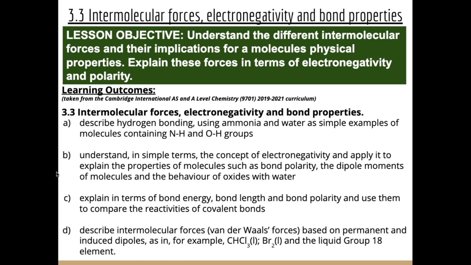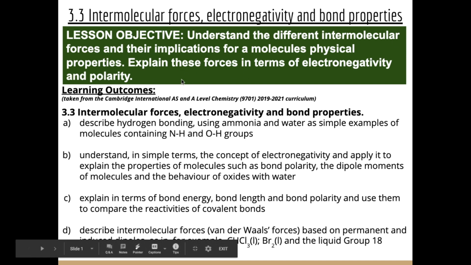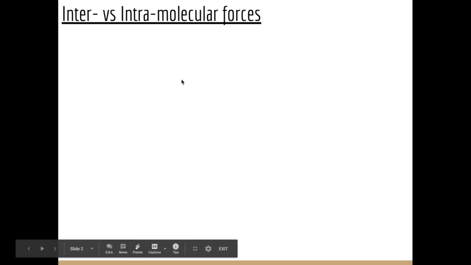As always, the outcomes we'll be addressing are from the Cambridge curriculum. So prior to this, we've looked at our types of chemical bonding. We've looked at our ionic, our covalent, and our metallic. We're going to look now at molecules and how molecules interact with one another.